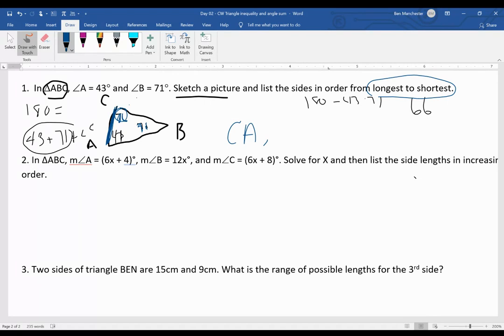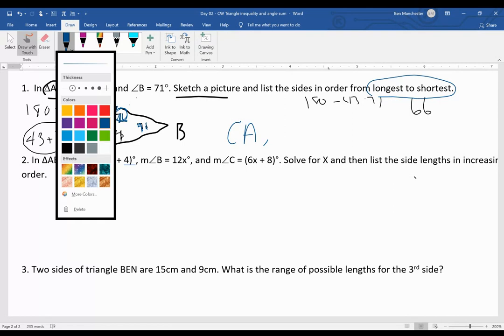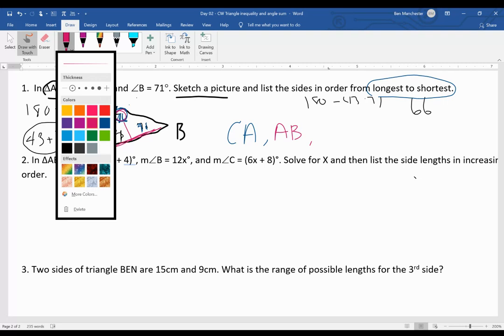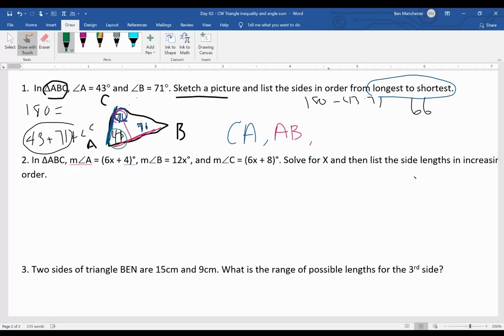Okay, and then we have 66, and the side across from 66 is this one. So we have AB. And then the last one clearly is going to be the one across from the 43 degree angle, in other words, C to B. So from longest to shortest, CA is the longest side and CB is the shortest side, because CA is across from the largest angle. So that's what the triangle inequality theorem says.